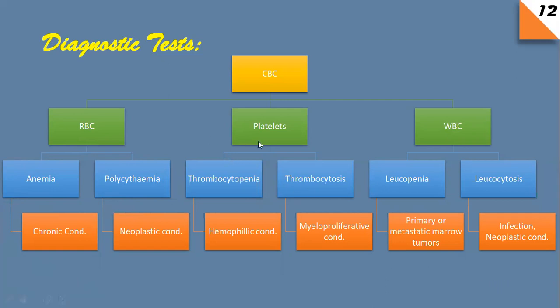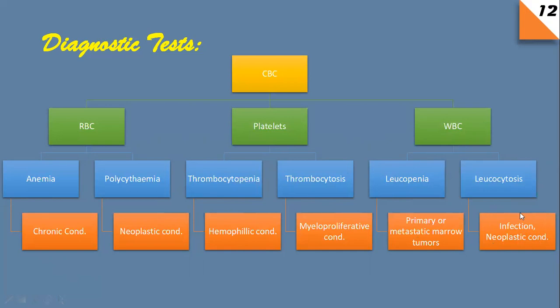Myeloid neoplasms. And if you see that the platelet count is decreasing, that is thrombocytopenia, you suspect a hemophilic condition. Whereas if you see that there is an increase in the platelet count, that is thrombocytosis, then you suspect myeloproliferative conditions. And in cases of decreased WBC count, that is leukopenia, you suspect primary or metastatic marrow tumors. Whereas for cases of leukocytosis, that is increased WBC count, you suspect infection or a neoplastic condition, that is mostly lymphoid neoplasms.